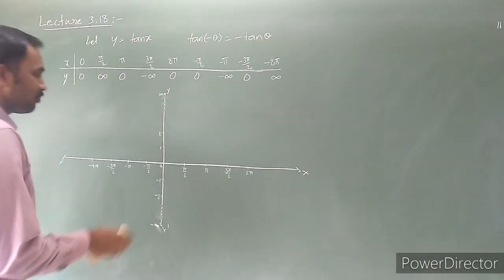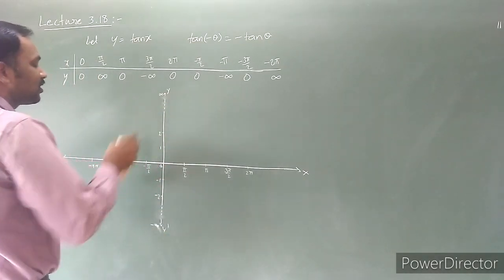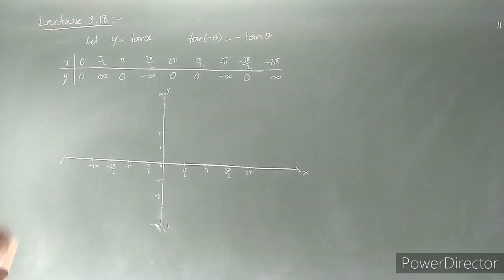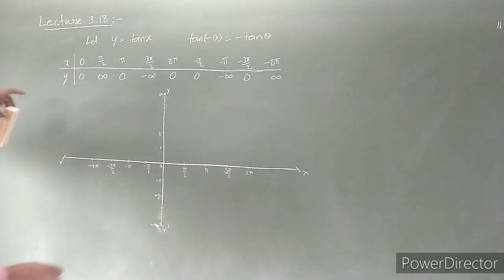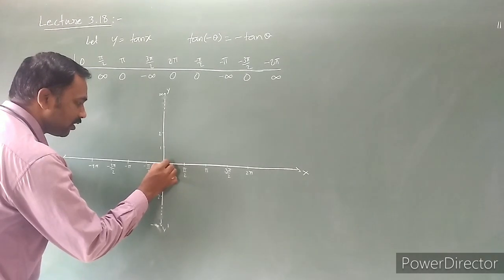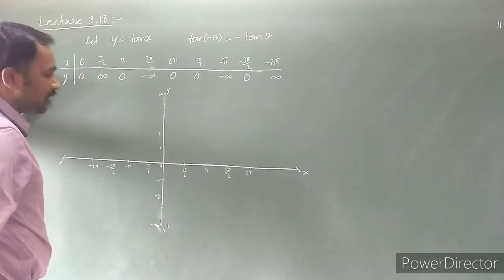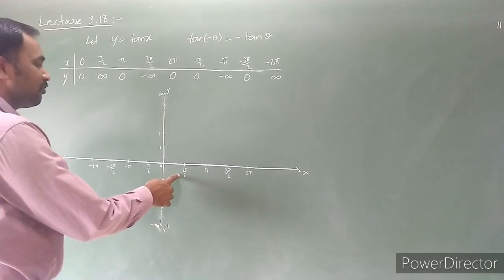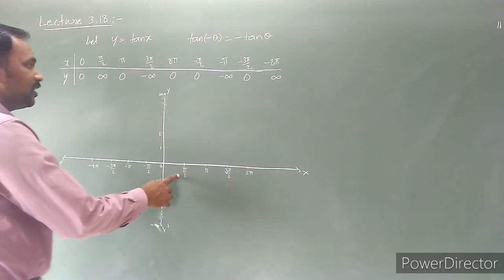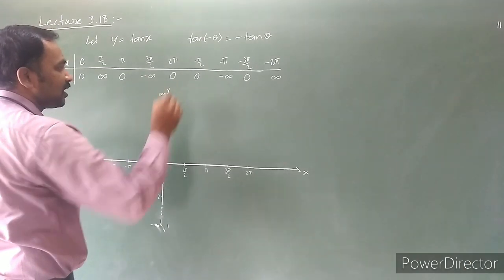So the x comma y points, when plotted, what will we get? Check it. So x comma y is 0 comma 0. 0 comma 0 is nothing but a point at the origin. Next, pi by 2 comma infinity. Pi by 2 comma infinity. Positive to infinity. It is positive. Where is it? It is here.